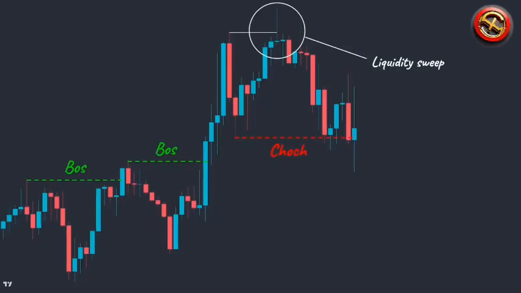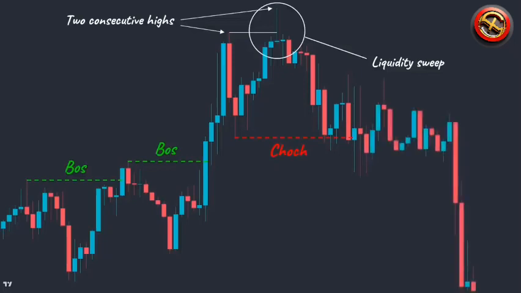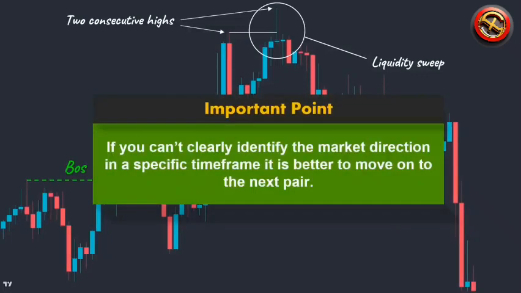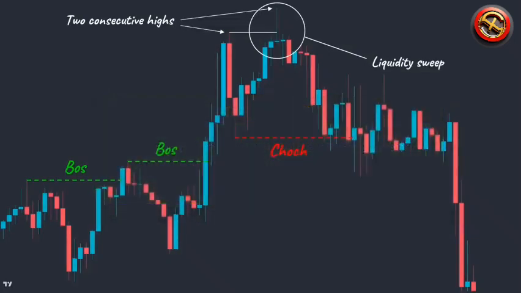In the bullish scenario, the change of character happens when the price trades below the lowest point for 2 consecutive highs. Then the price is more likely to reverse, especially if it was in a long-term uptrend. Now, remember, if you can't clearly identify the market direction in a specific time frame, it is better to move on to the next pair. Because unclear market direction in a specific time frame increases the risk of making uninformed trading decisions. Moving on to the next pair allows traders to focus on opportunities where the trend is more apparent, promoting better decision-making and risk management.